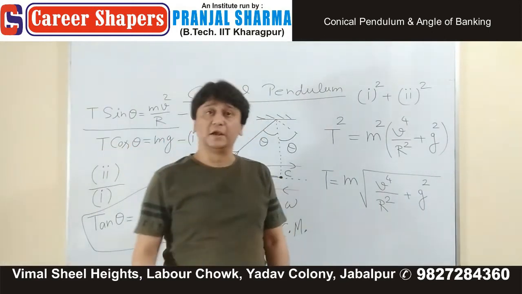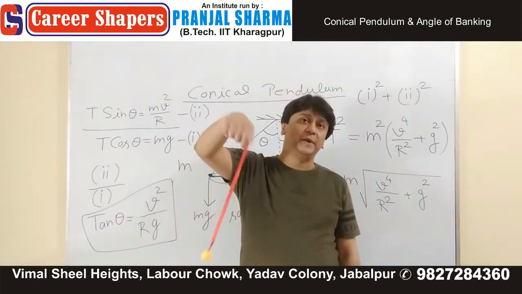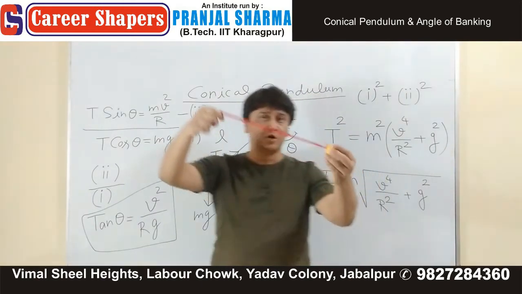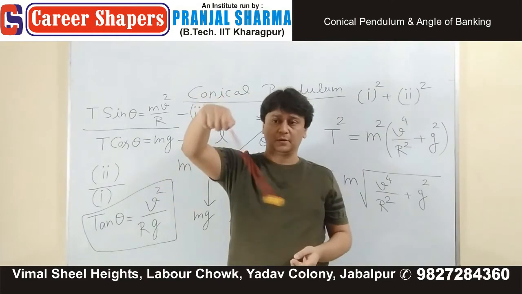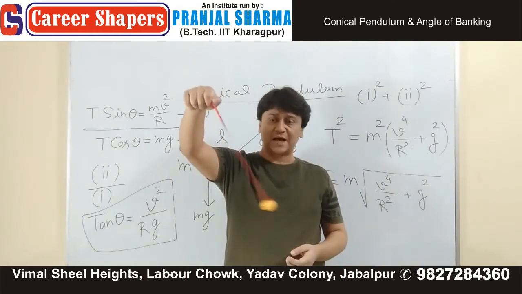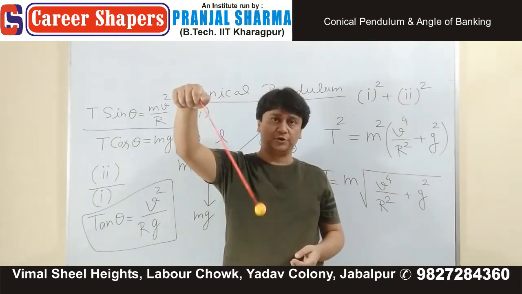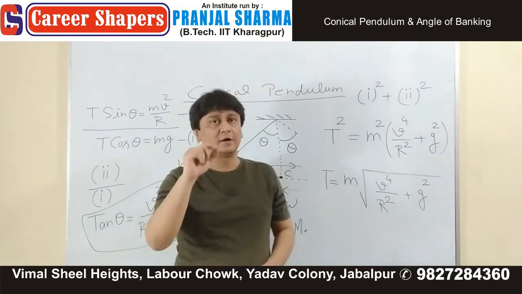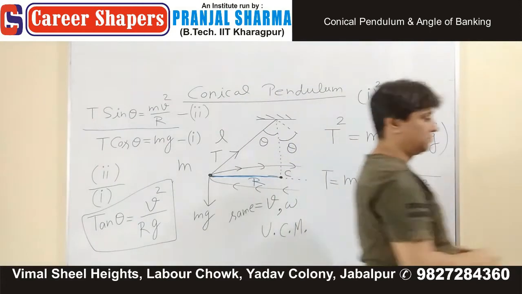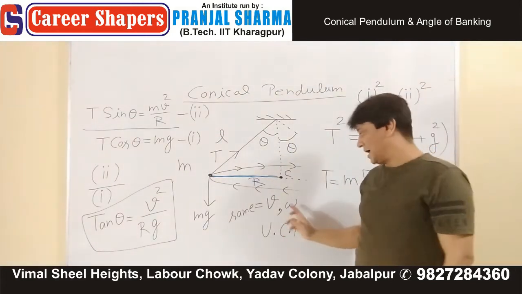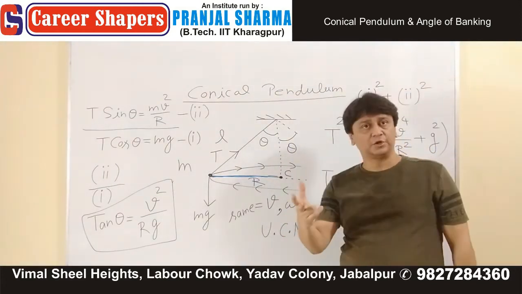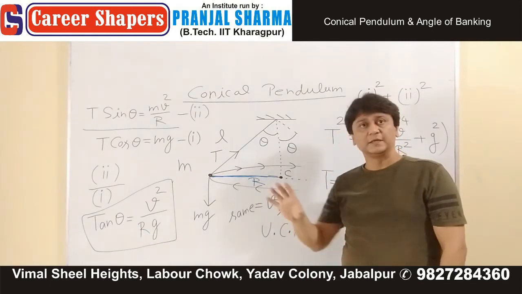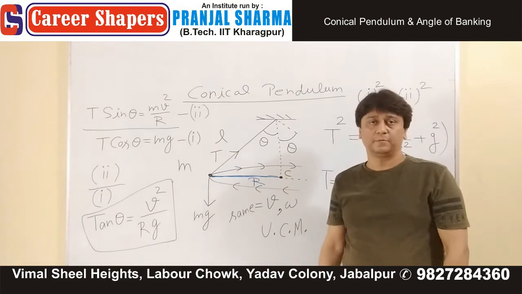I'll give you a hint. Your answer will be in terms of L. Why in terms of L? You can see that R is going to change. As I change omega, R is going to change. So I just want that omega for which I can say that R is greater than 0.